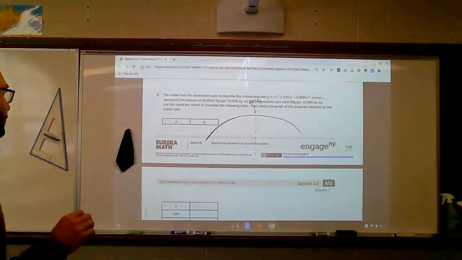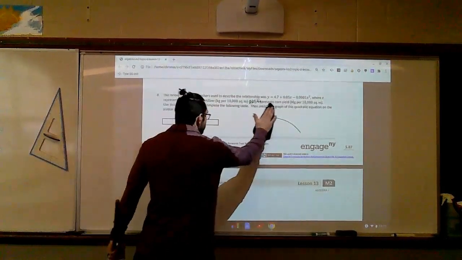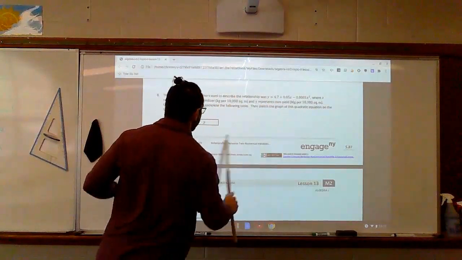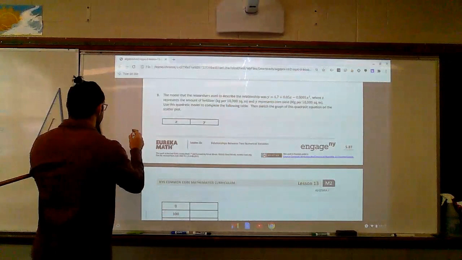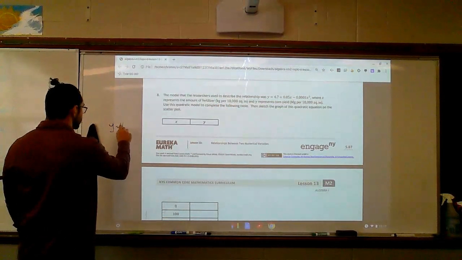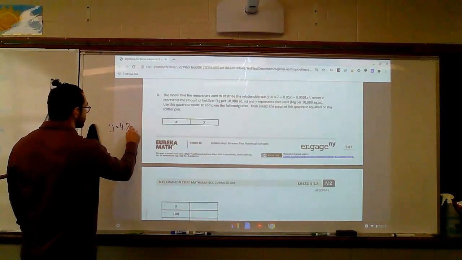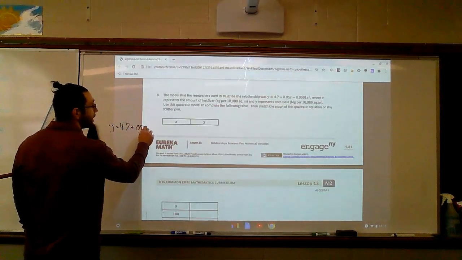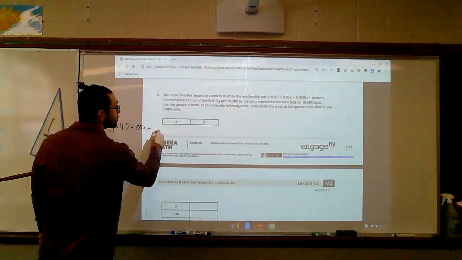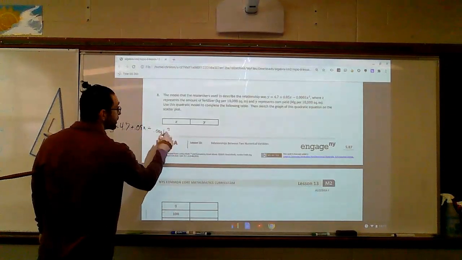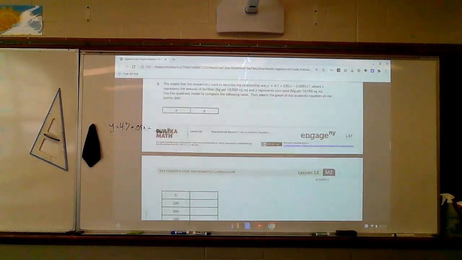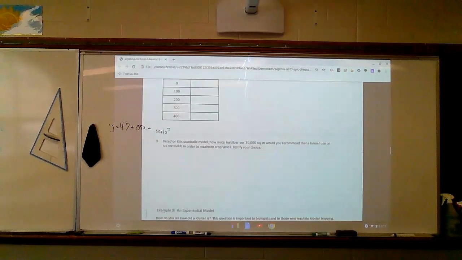Okay, so they've given us this equation. This is the equation for that scatter plot. And you're going to learn about how to make these equations in a little bit. Y equals 4.7 plus 0.05x minus 0.0001x squared. Okay. They want us to fill in this chart.